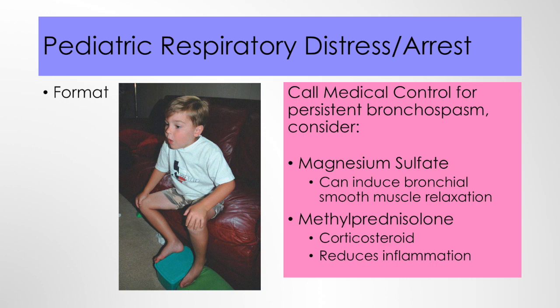Pediatric respiratory distress or arrest. Contact medical control for persistent bronchospasm. And if you can't break it with your usual means like albuterol, you may be able to move on with medical control advice to magnesium sulfate, or the methylprednisolone would help with reducing the inflammation.